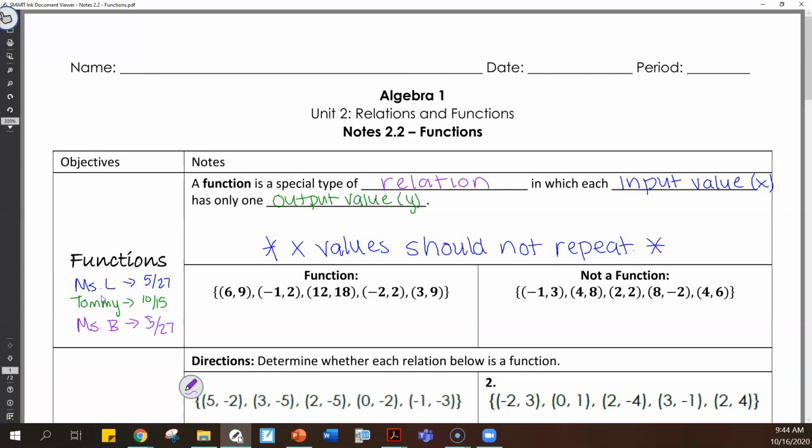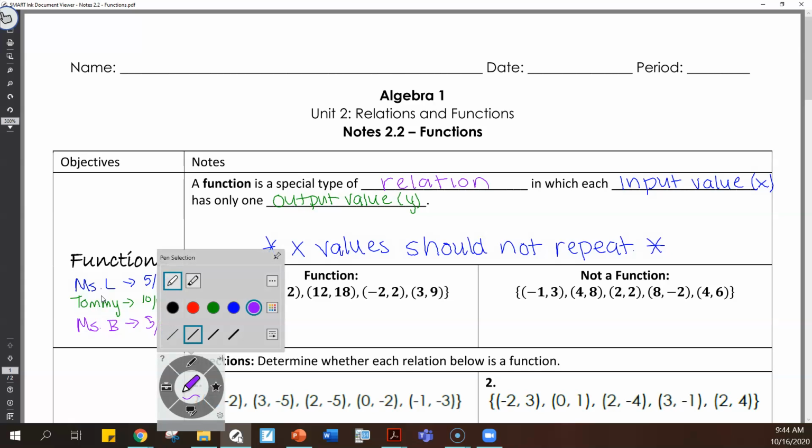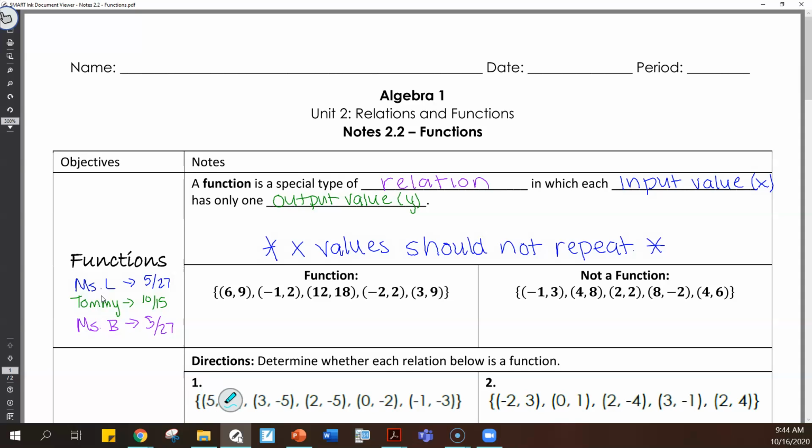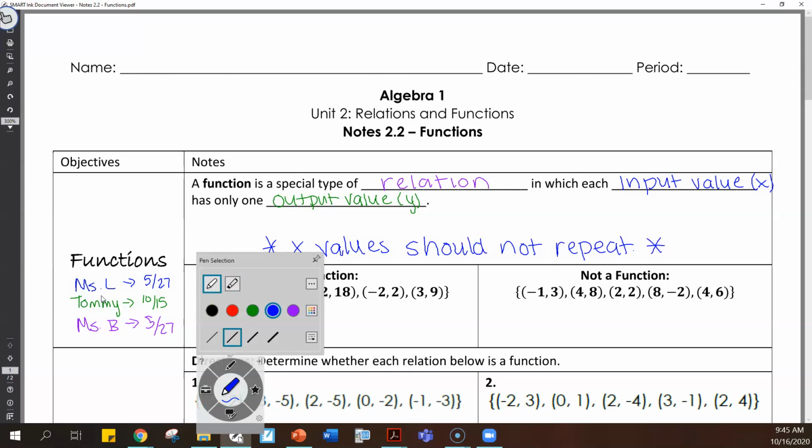The same thing is true for functions. Your x value should only have one y value. Because they are input values, values that are going into a function or into an equation or into a relation, there should only be one number that comes out when you plug in that number. So let's take a look at some of these and determine whether they are functions.